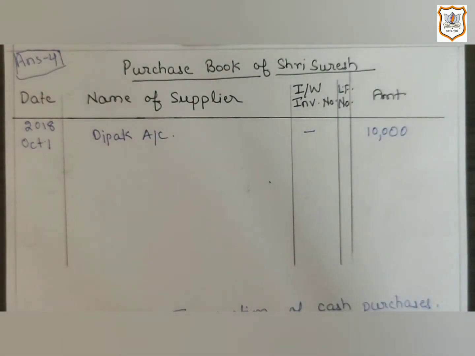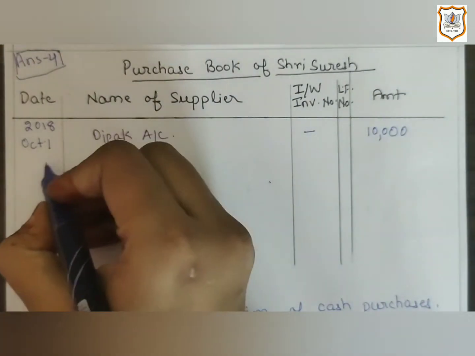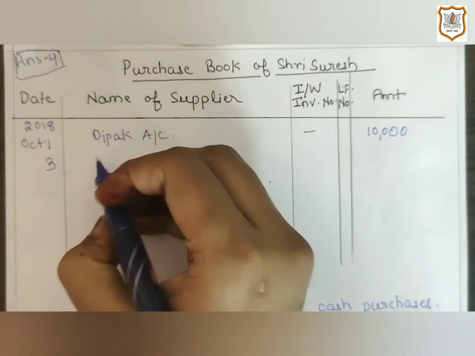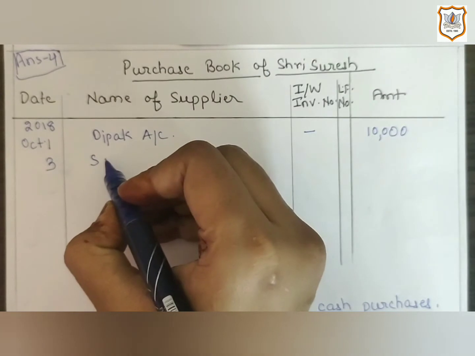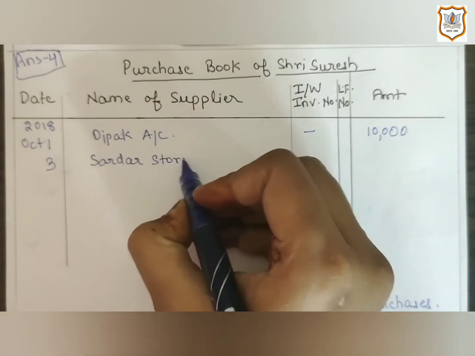Now next transaction, date 3rd. Purchase goods of rupees 20,000 from Sardar stores at 10% trade discount. Invoice number 116. So again it is a credit purchase of goods, so it will be recorded here. So write down date, then name of supplier, that is Sardar stores, Sardar stores account.